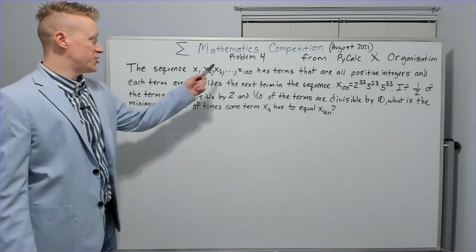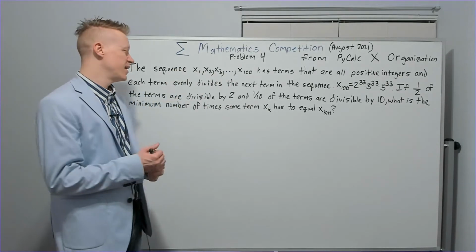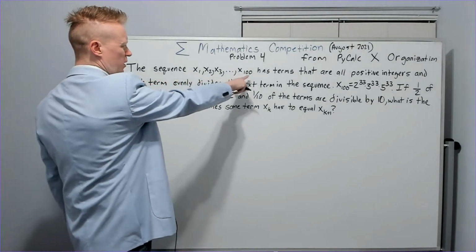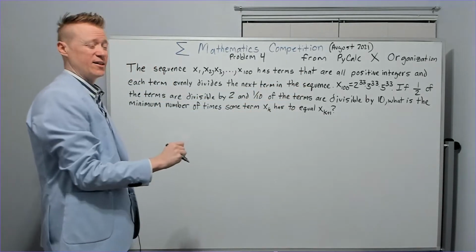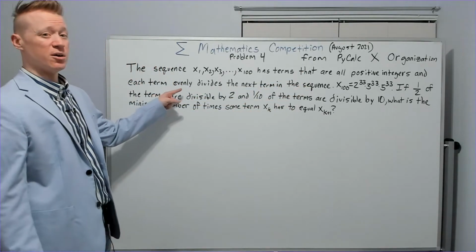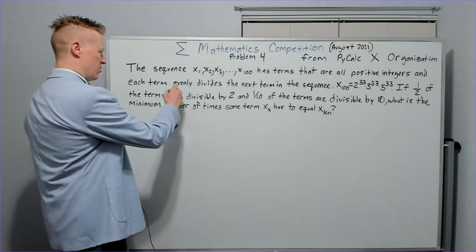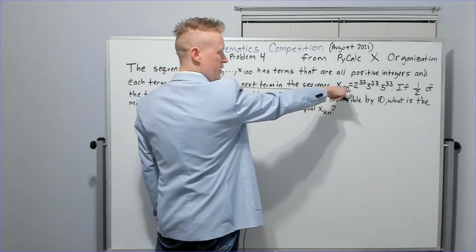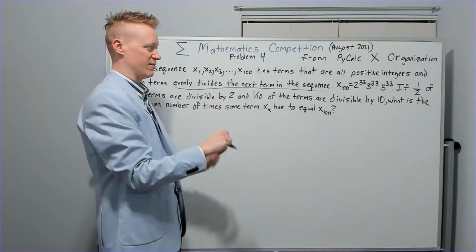Okay, so we're on to problem 4 from the Sigma Mathematics competition. Here we go. The sequence x1, x2, all the way to x sub 100 has terms that are all positive integers, and each term evenly divides the next term in the sequence. Well, I want to consider that probably later. X sub 100 is this expression. You've got 33 powers of 2, 3, and 5, all of them.